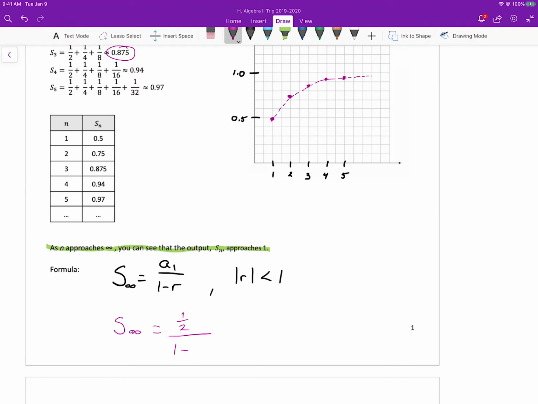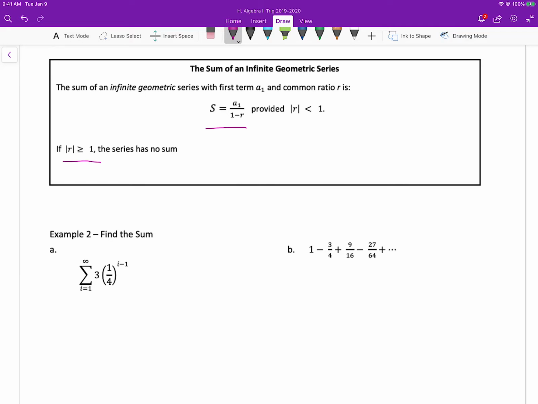Now we are going to try a few example problems using the same formula from the last page. It's typed out for you here, same exact thing, with a reminder that if your common ratio is greater than or equal to 1, the series has no sum. We cannot use this formula. And the reason for that, you are thinking about, rather than me just telling you.